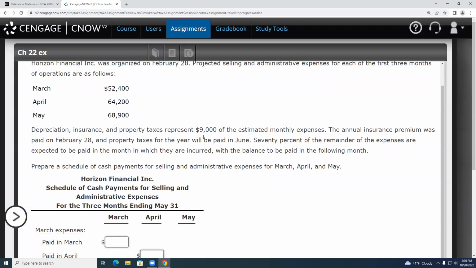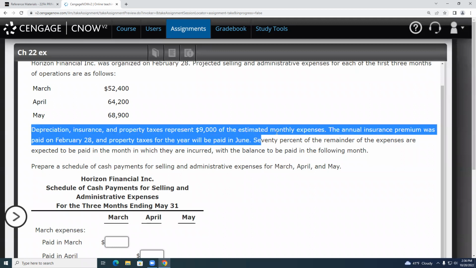Depreciation, insurance, and property taxes represent $9,000 of the estimated monthly expenses. The annual insurance premium was paid on February 28th. And property taxes for the year will be paid in June. So let's look at each one of those.